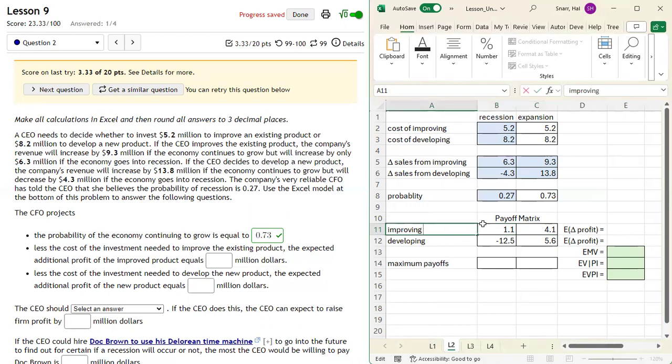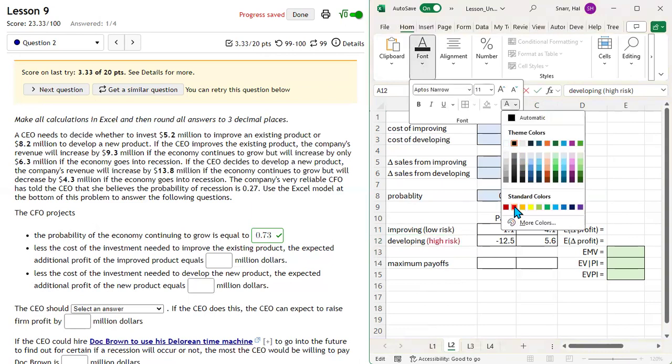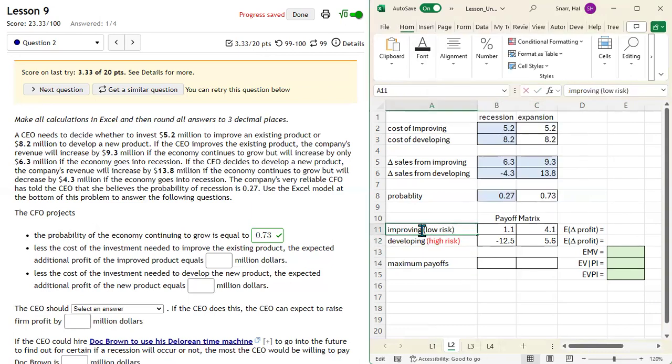I'm going to put in parentheses low risk. And then down here, I'm going to put in parentheses high risk. So if we were risk averse, we want to avoid developing the new product.